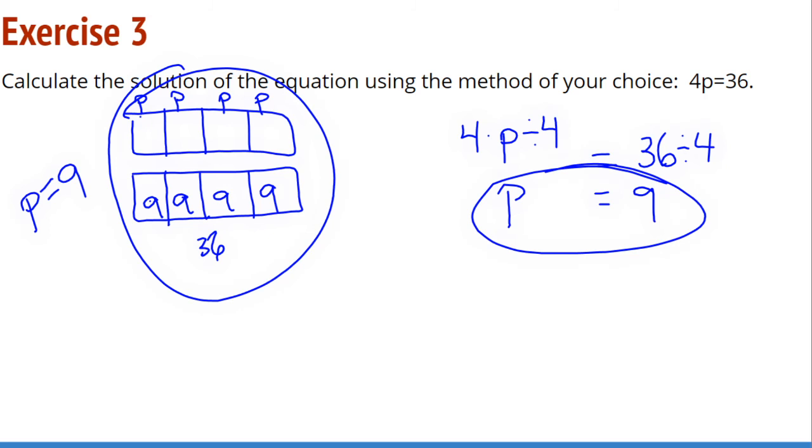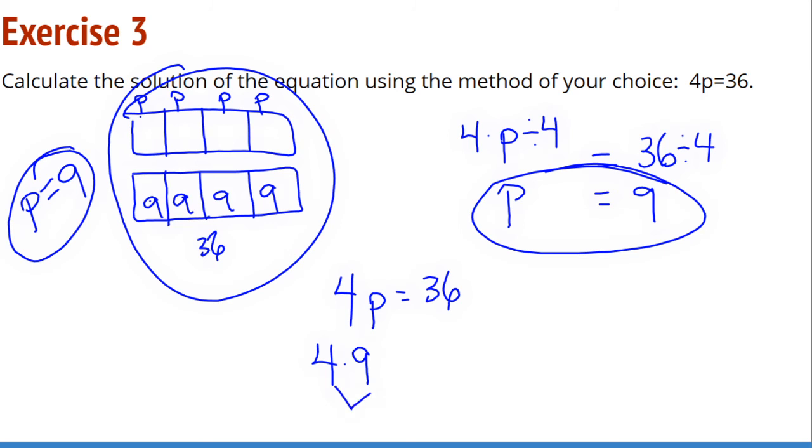So now I have the same solution found 2 different ways. One, tape diagrams, the other algebraically. Now I can substitute and check. 4 times p equals 36. Substitute in the 9. 4 times 9 is 36. Does 36 equal 36? Yes, it does.